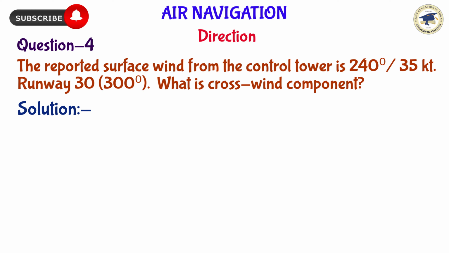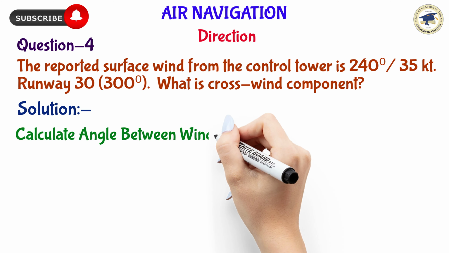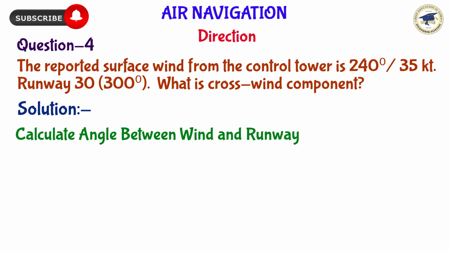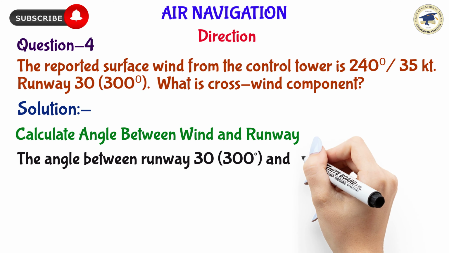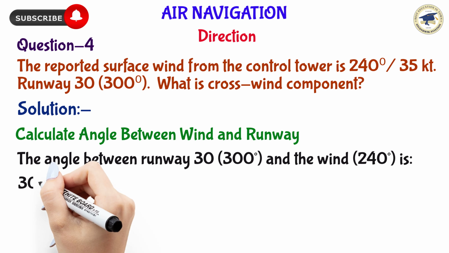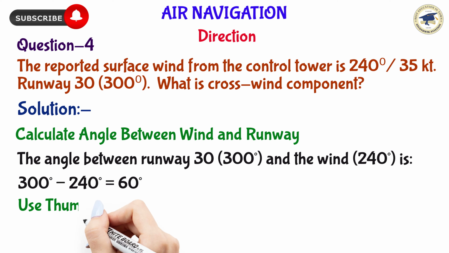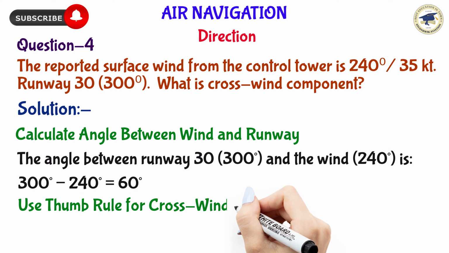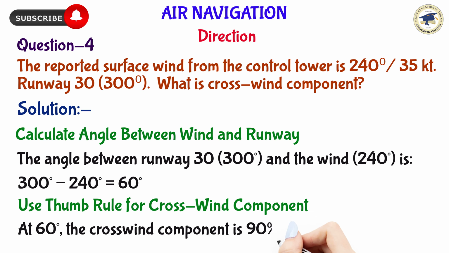First, find the angle between the runway and the wind direction. The wind is from 240 degrees and the runway is 300 degrees, so the angle difference is 60 degrees. Using the thumb rule for crosswind components, at 60 degrees, the crosswind is approximately 90% of the wind speed.